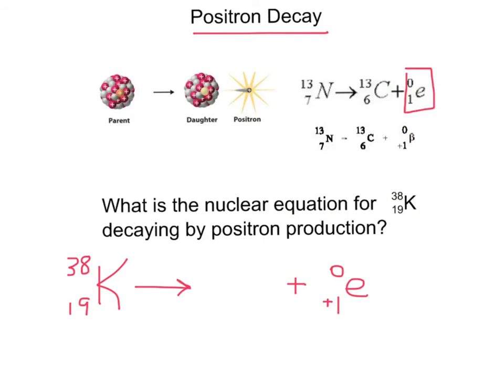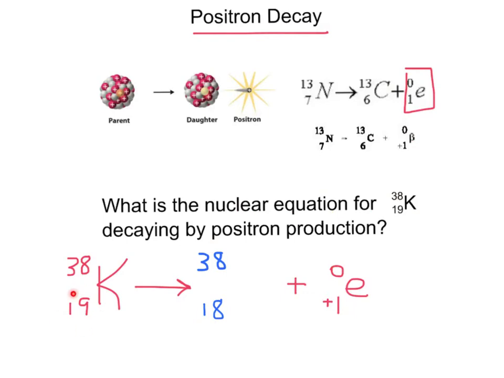Okay, here's our answer. I filled out what we know: potassium-38 as the mass with 19 protons. Here our positron is being produced. So what do we need on the right side of the equation? Well, we need the mass to remain 38 because 38 plus 0 is still 38. And what are we going to write for the number of protons? Well, we need 18 protons on the right because 18 plus 1 gives us 19 protons on the right side. There are 19 on the left.